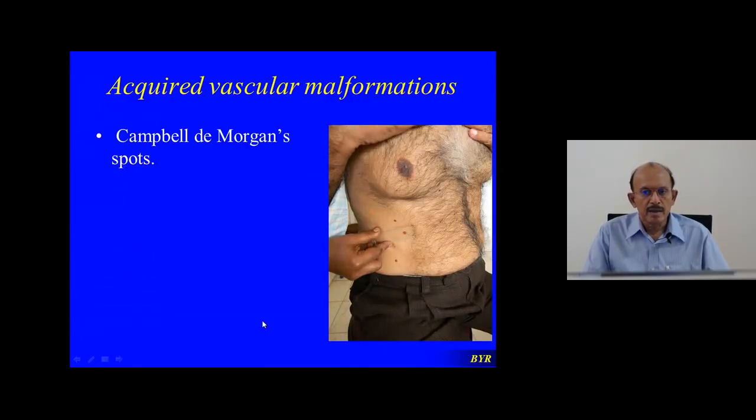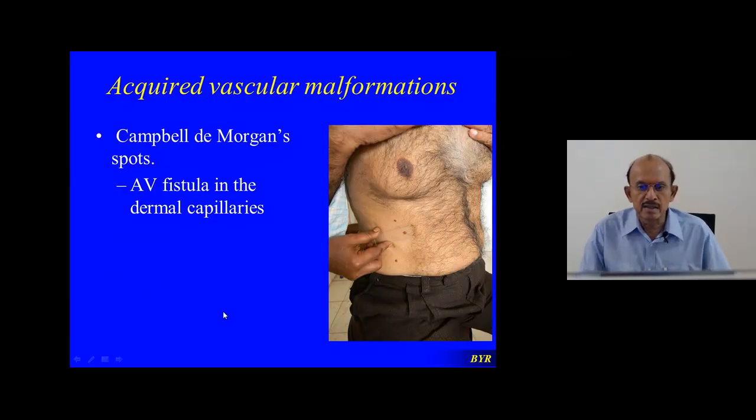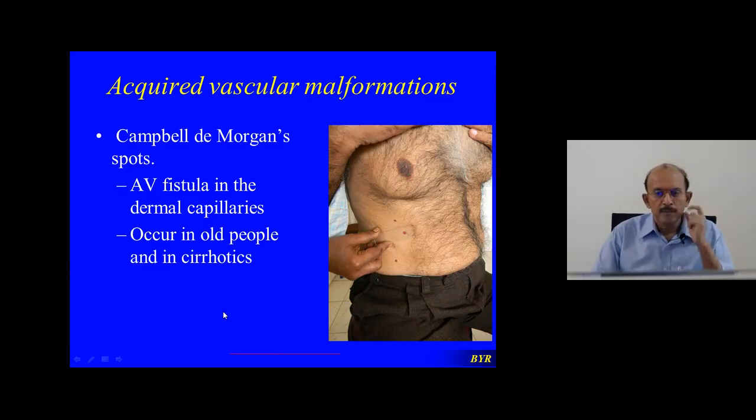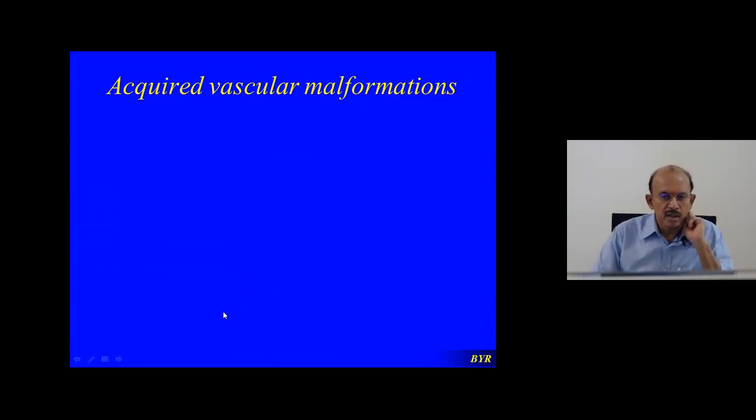Then the Campbell de Morgan spots. It is AV fistula in dermal capillaries. So you can see these red or pink spots in the skin. They are seen in people more than 45 years of age. Quite often they are seen on the trunks of men or women over 45 years of age. They occur in old people and in cirrhotics also.